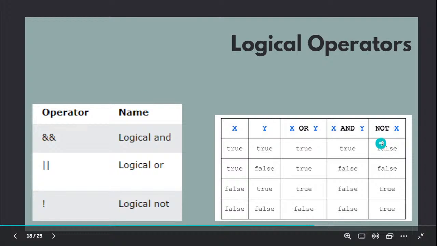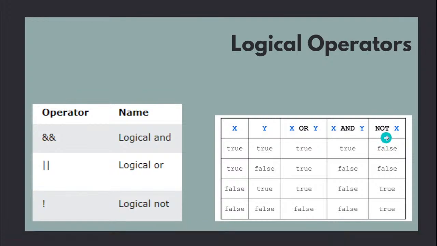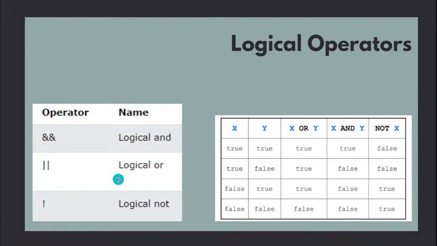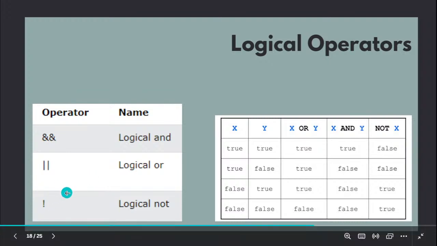And then you have the NOT operator. The NOT operator is actually unary. It is not comparing both. It takes just one input. If the input is true, it gives the reverse or opposite. Not x means if x is true, it gives false. True means false, false means true. That is your NOT operator. And the symbols to achieve this: use double ampersand for logical AND, double pipe for logical OR, and a single exclamation mark for logical NOT. Okay, clear?